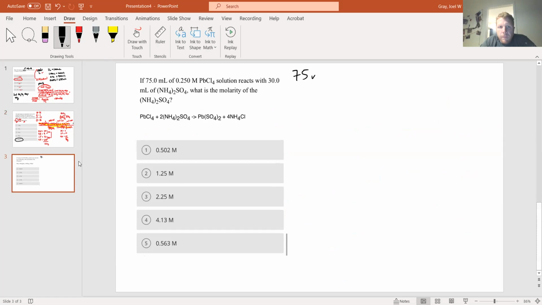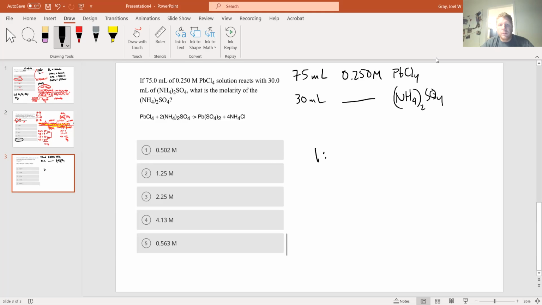If 75 milliliters of 0.250 molar PbCl4 reacts with 30 milliliters of blank molarity of (NH4)2SO4, what is the molarity of the (NH4)2SO4 solution? Okay, so this is basically saying that these two things, PbCl4 and (NH4)2SO4, react perfectly with one another. Now, what we know is our balanced chemical reaction tells us that we have 1 mole of PbCl4 that reacts perfectly with 2 moles of (NH4)2SO4.